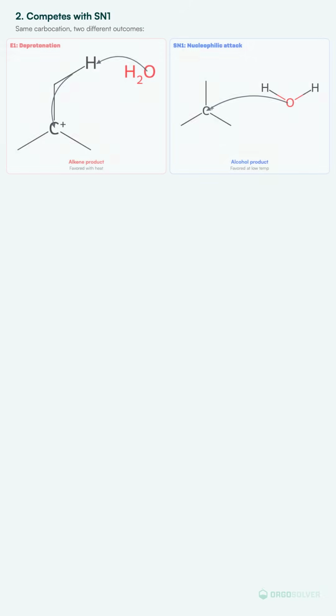Another thing to note with E1 is that it always competes with SN1. They both go through the same carbocation, but with E1, the base pulls off a hydrogen and you get an alkene, whereas with SN1, the nucleophile attacks and you get an alcohol. Heat is what pushes the reaction towards E1.